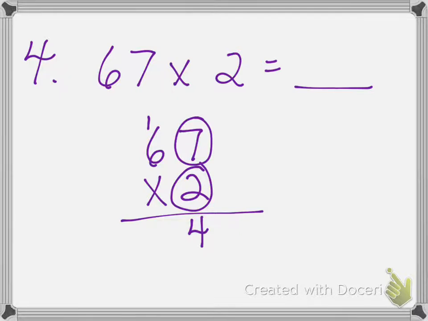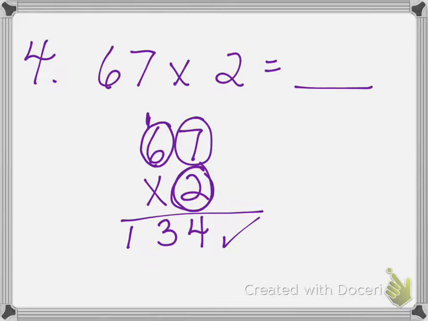Okay, now you're going to think about what comes next to multiply and what you have to add, and then I want you to write that down. Okay, pause the video. Okay, if you did 2 times 6 is 12, and then you added the 1, 12 plus 1 is 13, you are correct. Good job.